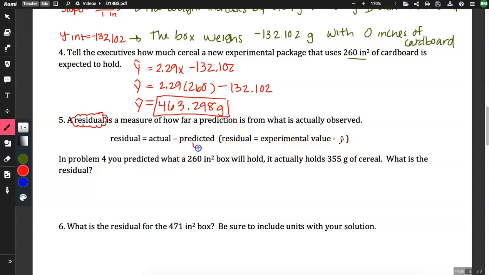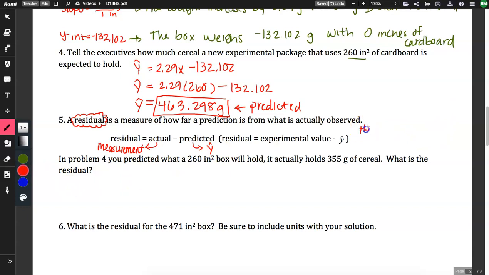So the predicted value is always whatever we get from the equation. The answer that we gave in the previous question was our predicted value. We're using an equation to predict how much the box might actually hold. We haven't made this box yet, so we haven't actually measured anything. The actual value comes from the experiment, or from an actual measurement in real life. So once we create the box, how much does it hold? Then we subtract those values to say, okay, how far off were we?